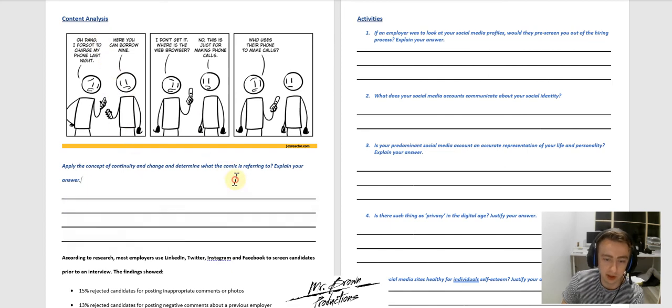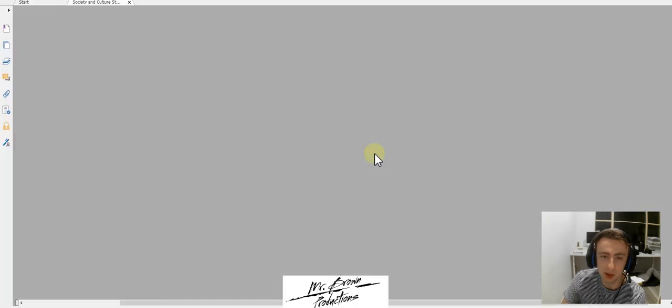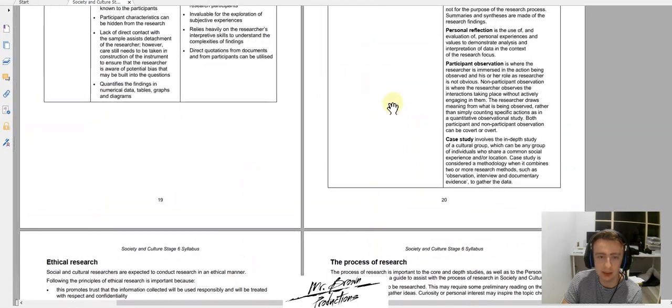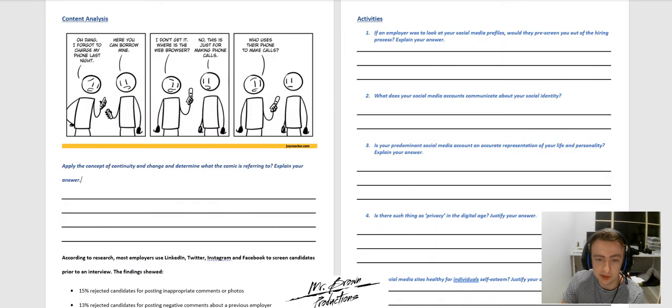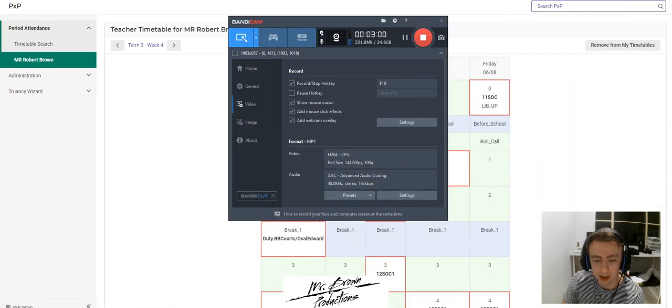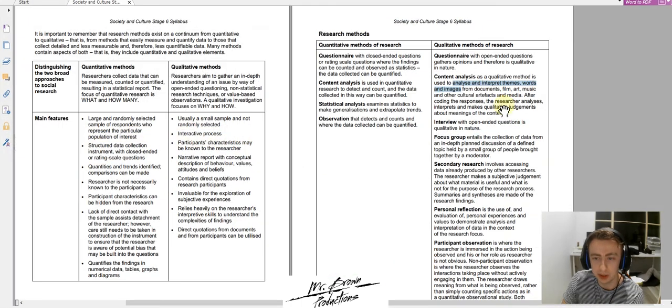So remember, with content analysis, if we go to our syllabus, we're going to be using this in a qualitative way. So when we do that, content analysis as a qualitative method is where analyzing and interpreting themes, words or images from documents, film, art, music or other. So what we're doing is analyzing and interpreting themes, words and images from this comic. And what we are doing there is analyzing and interpreting it to make a qualitative judgment about the meaning of the content.